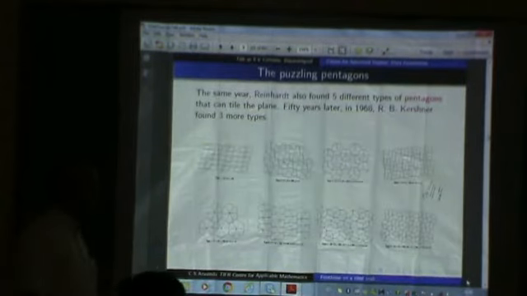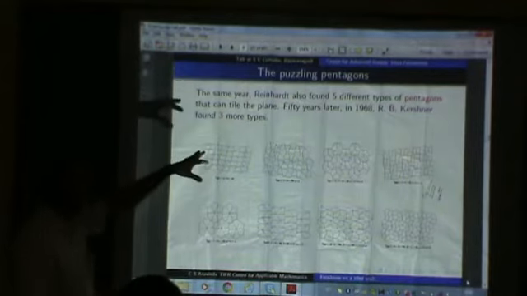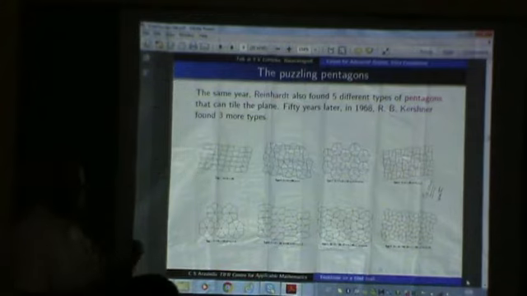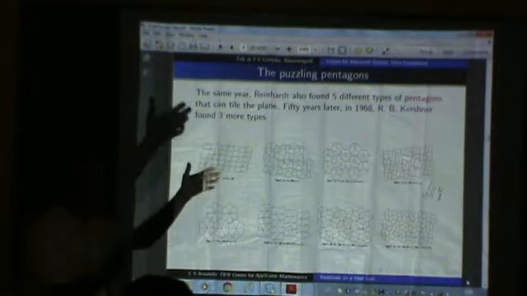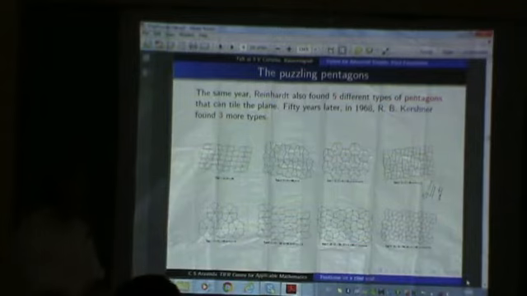So now he also looked at pentagons. I call it the puzzling pentagons. So Reinhardt himself found 5 different types, just as with the hexagon, where I mentioned 3 different types, with angle and side criteria. He found 5 types of pentagons which can tile the plane.